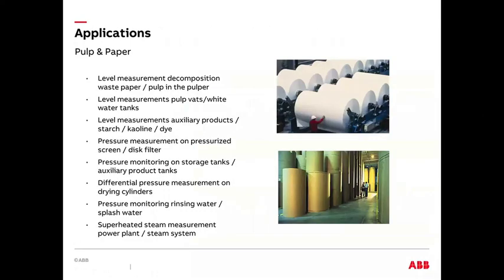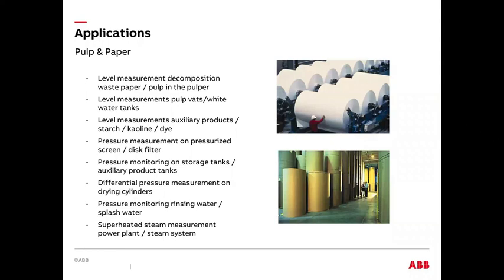In pulp and paper, there's level measurement throughout pulp and paper, whether that be decomposition, whether that's the vats that you're using or the water tanks, the level measurement for the different auxiliary products that you're using in that production, the pressure measurement on the disc filter, the differential pressure on the drying cylinders. There's just a lot of different things in the pulp and paper industry that ABB has applications for, and there's a whole presentation separate on just this topic. So if you have more interest, we can definitely talk a lot more about that.